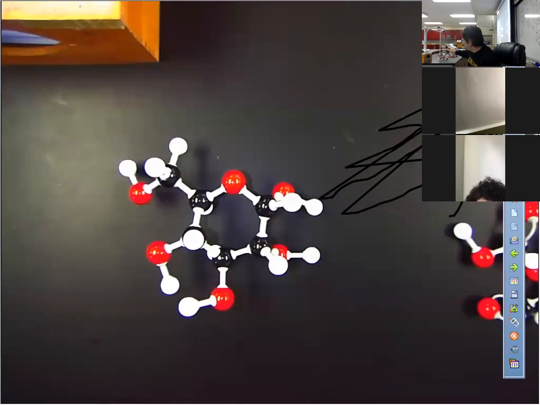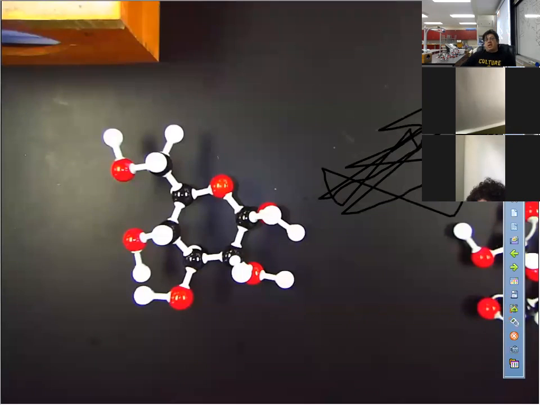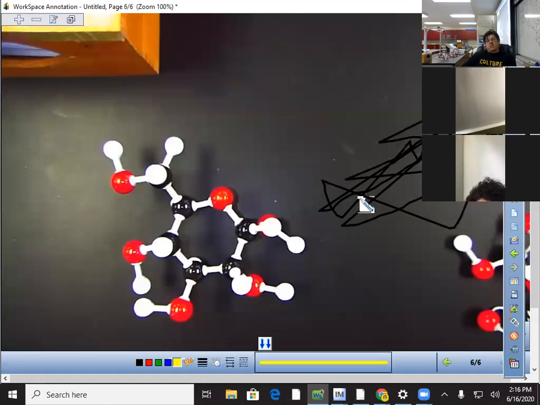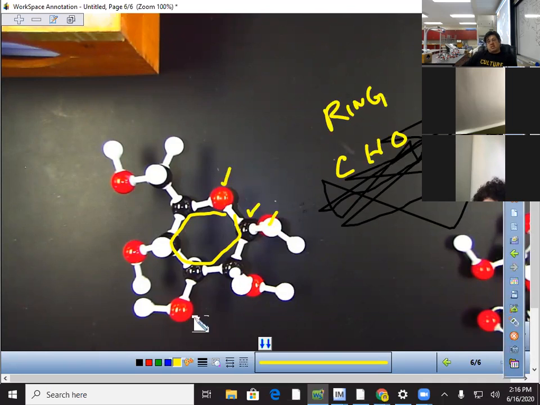Now, how about this? Is this a carbohydrate? Yes. All right, let's see why it is. Why do you guys say it's a carbohydrate? It has a ring shape, and it has all the atoms. Good. So, here's our ring, right? It has the atoms, which are carbon, hydrogen, and oxygen. Good. Now, does it have the ratio?